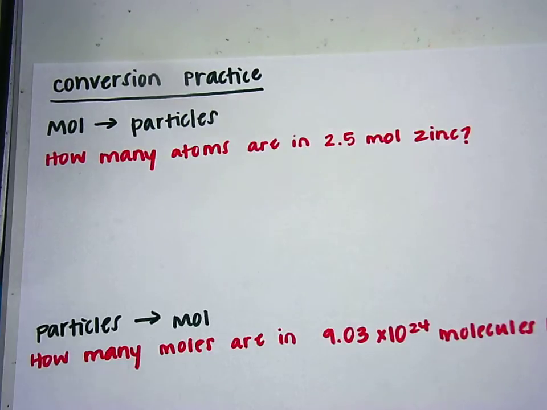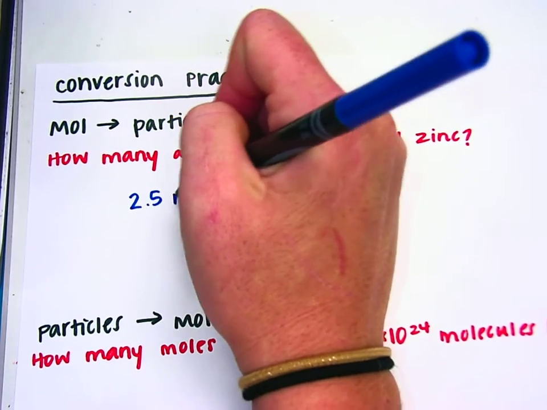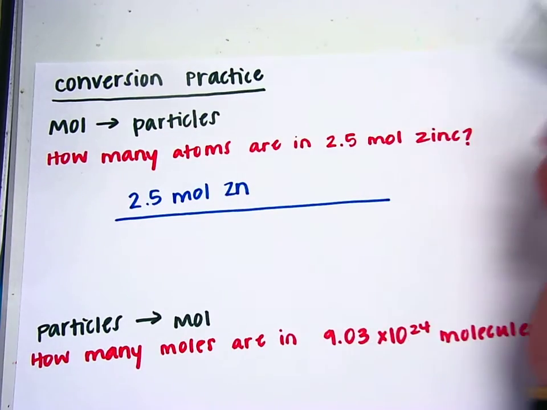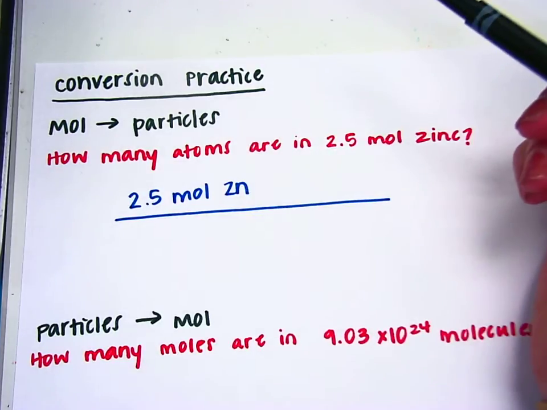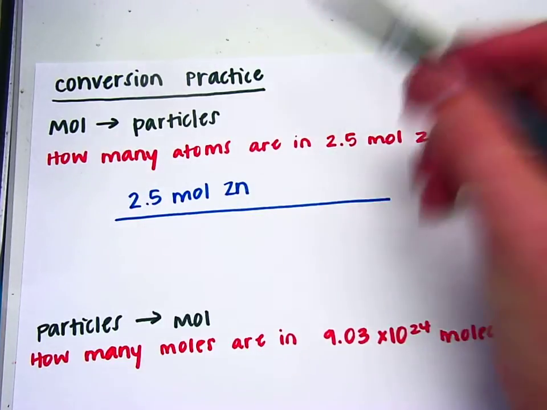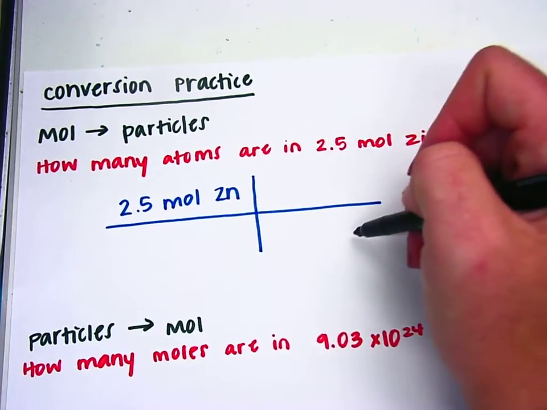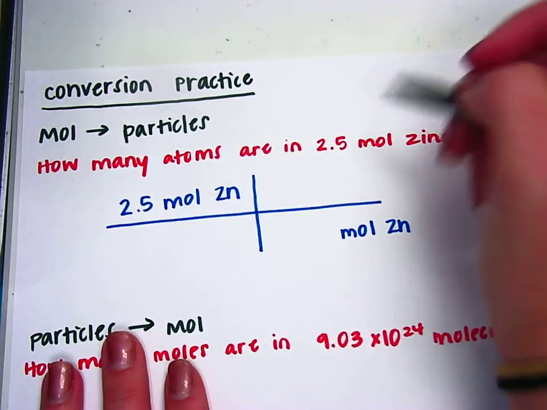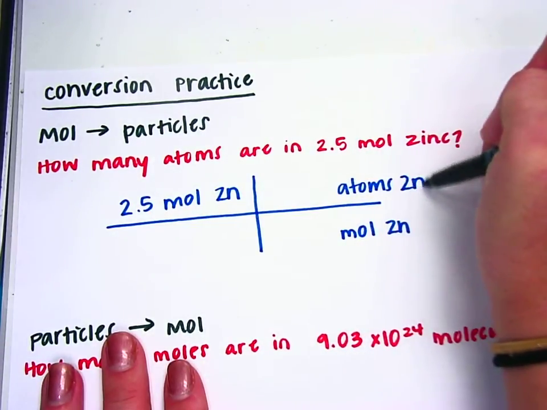And when we set it up, we'll start with our 2.5 moles of zinc. The problem asks me for the number of atoms. Particles means atoms, molecules, compounds, anything like that could be for particles. So I want moles to go away. So moles of zinc will go on the bottom. And I'm trying to get to atoms of zinc. So it will go on top.